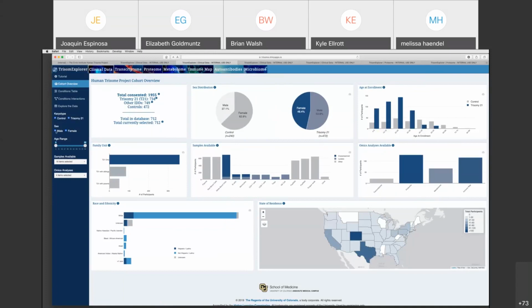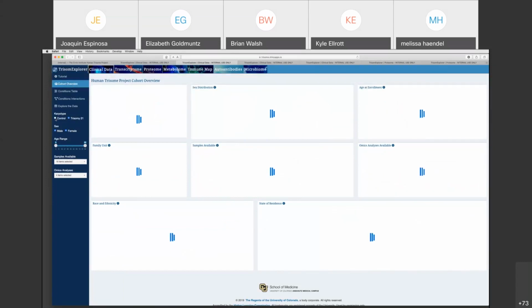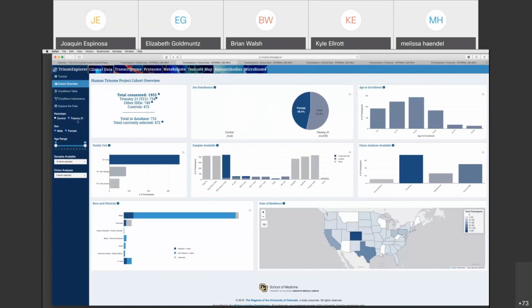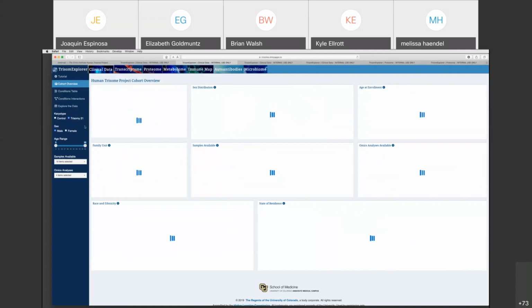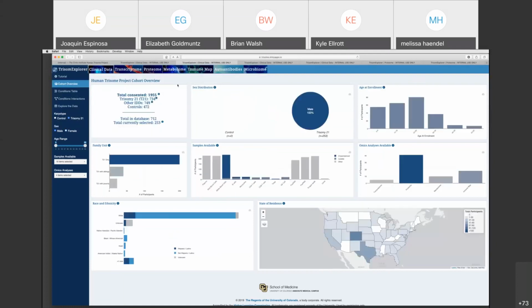I can look only, say, at the trisomy 21. So I'm going to click the control. The database now shows me only data on those with trisomy 21 and do only the males, that kind of thing. It interacts in real time.